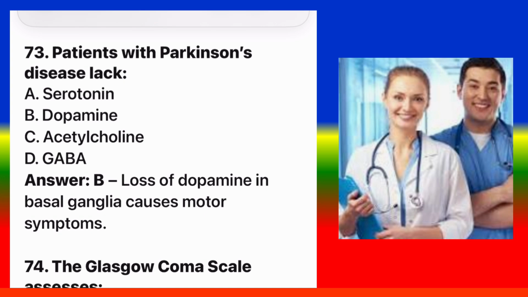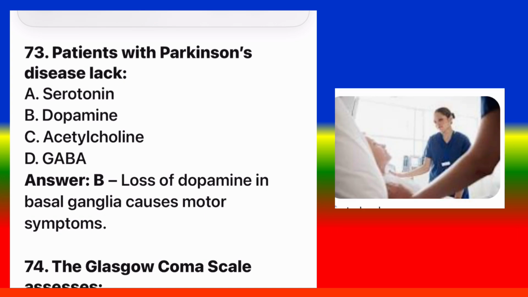73. Patients with Parkinson's disease lack A. Serotonin, B. Dopamine, C. Acetylcholine, D. GABA. Answer B. Loss of dopamine in basal ganglia causes motor symptoms.